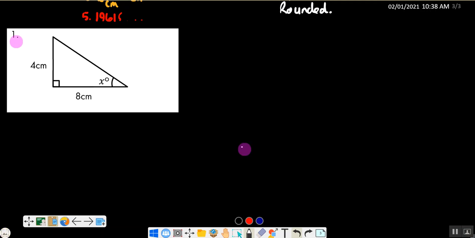So you're presented with this question. You've never done it before, but you've got lots of knowledge and understanding about right-angled triangles. You know it's to do with trigonometry because you've got an angle and side involved. What would be the first thing that you would do?